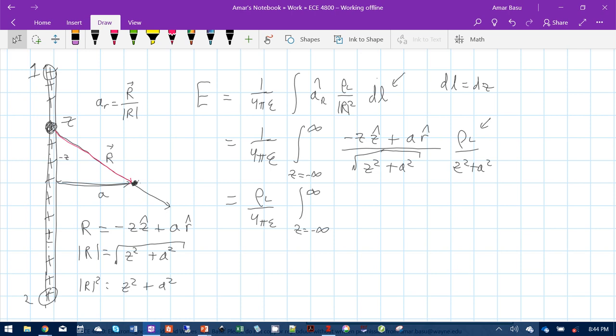Oh, absolutely. Yeah, I could say rho L is a function of Z, and you'd have to keep it in there. But in this particular problem, it's a constant. Now the denominator here, Z squared plus A squared. This is Z squared plus A squared to the half. This is Z squared plus A squared to the 1. So when you multiply these together, you get Z squared plus A squared to the power of 3 halves.